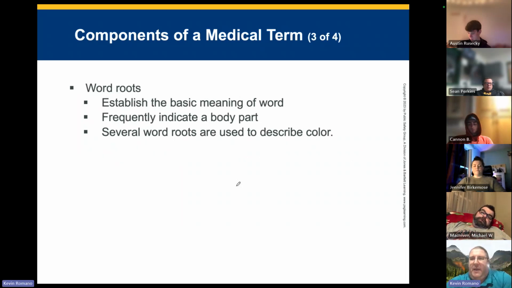Root words establish the basic meaning of the word and frequently indicate a body part. Several root words are used to describe color. All right, so if I said cyano, what color would that be? Blue. Perfect. What if I said leuco, or if I said leukocytes? White. Leukocytes being a white blood cell count.